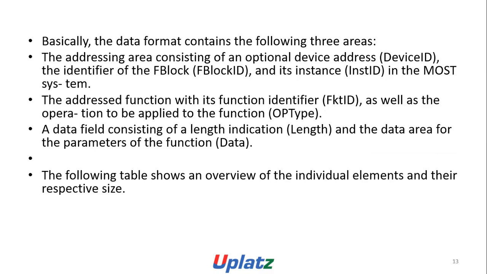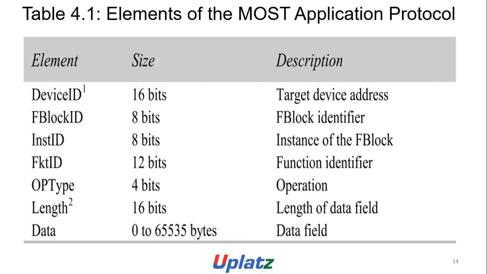Basically, the data format contains the following three areas. The addressing area consists of an optional device address, DeviceID, the identifier of the Fblock, FBlockID, and its instance ID, InstID, in the MOST system. The address function with which each function identifier, FktID, as well as the operation to be applied to the function, OpType. A data field consists of a length indication, Length, and the data area for the parameters of the function, Data. The following table shows an overview of the individual elements and their respective size.